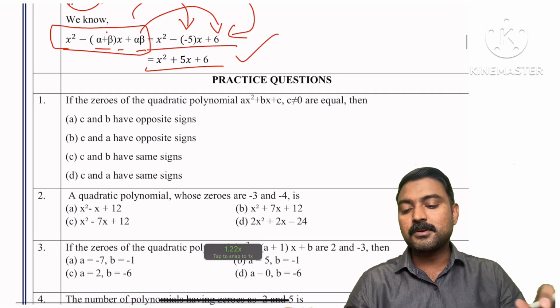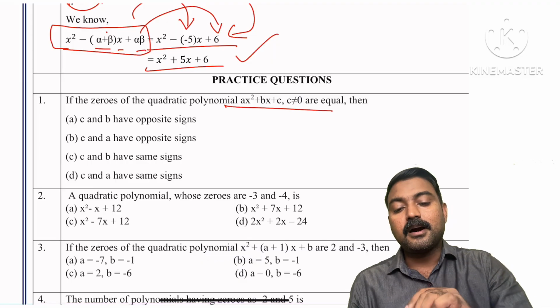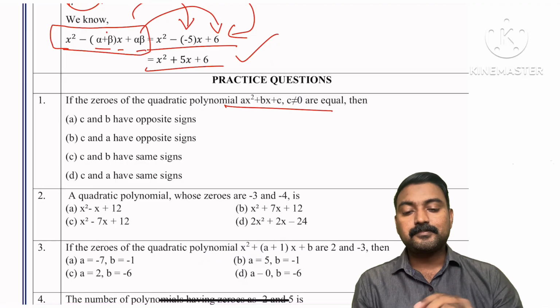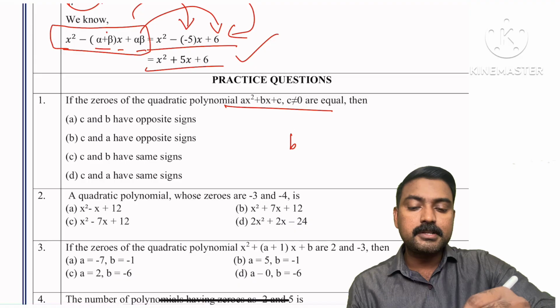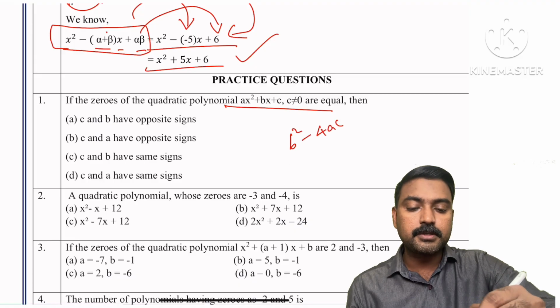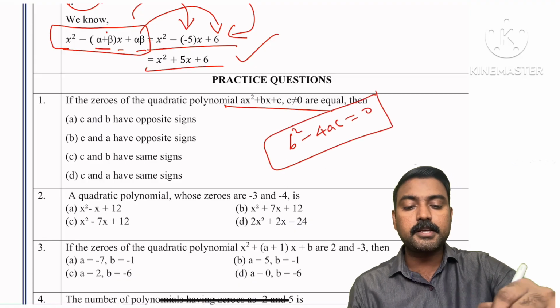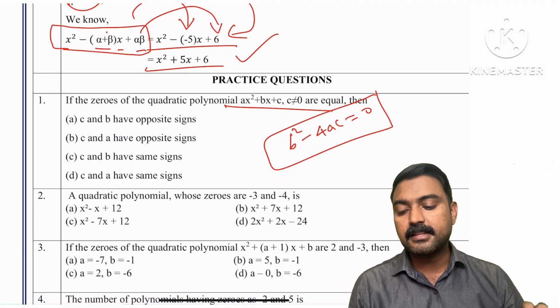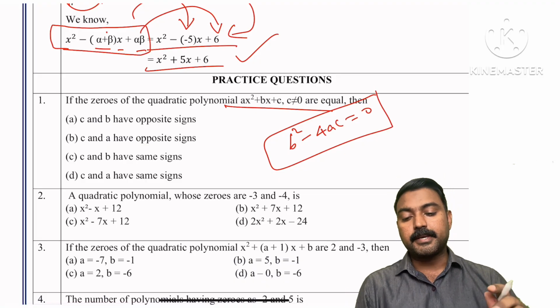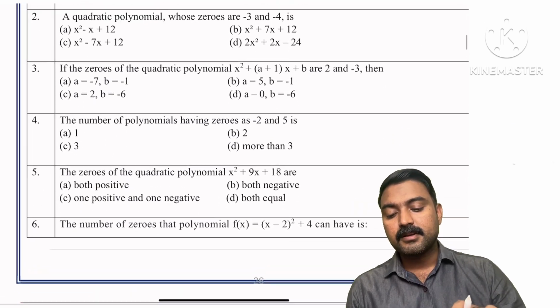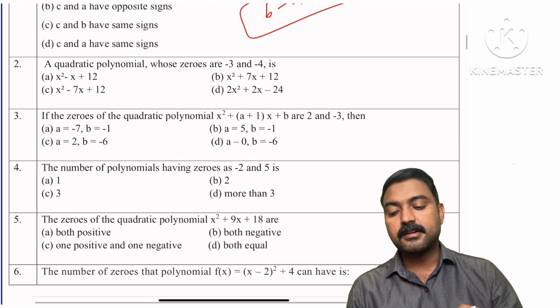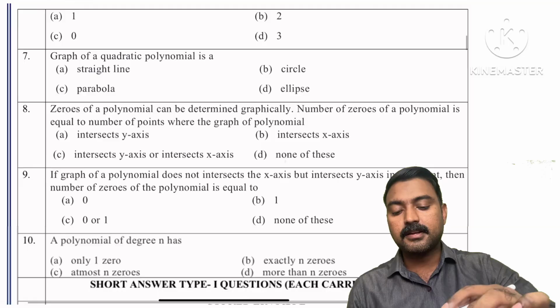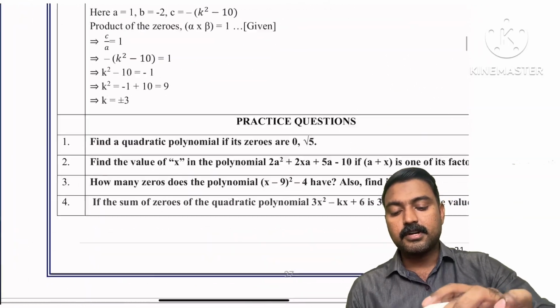The next question, the zeros of the quadratic polynomial are equal. If the zeros are equal, then in a quadratic equation we studied one expression, b square minus 4ac equal to 0. This is called the discriminant. It can be used here also. So we can understand that both zeros will be the same. Similarly, some questions are there related to alpha plus beta. Then another type of question is there. What is that?